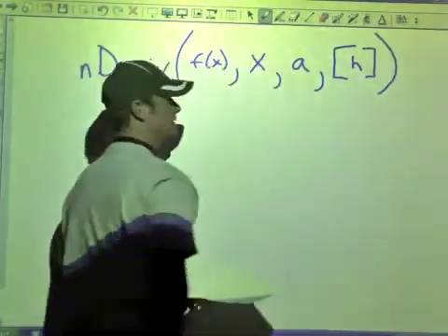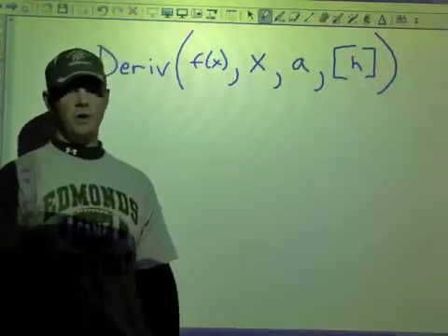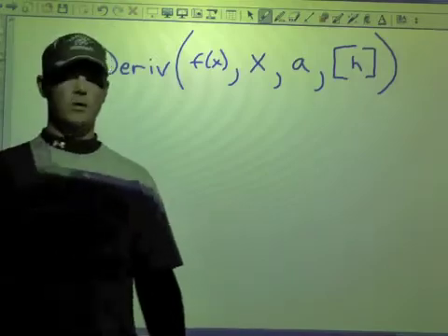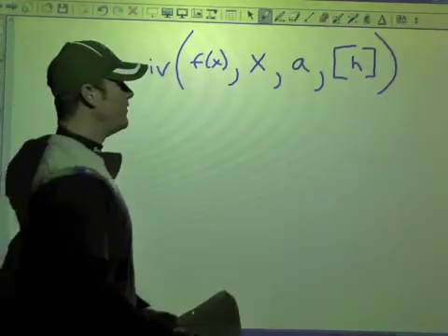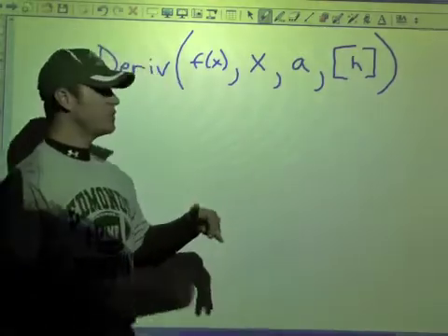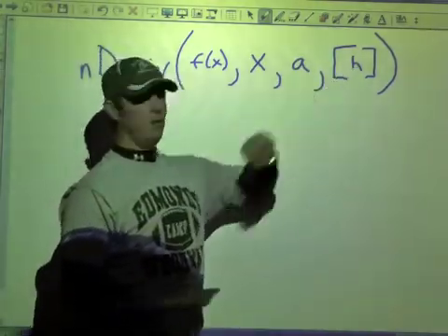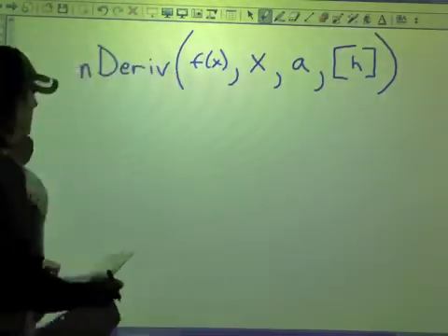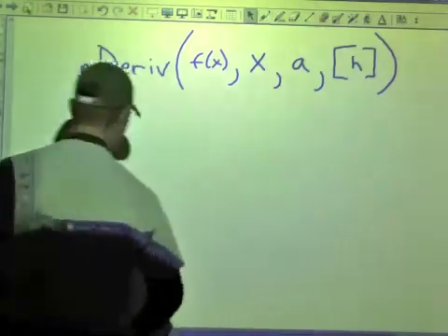Now it's in brackets because it's optional. If you don't put in the h, it'll pick something really small, like 0.000001 or something like that. So it's pretty accurate. But if you ever want to find a specific difference quotient, like only using 0.1, then you can put 0.1 in for that. Okay? So let's do a quick example, and then I'll show you how to do this on the calculator.